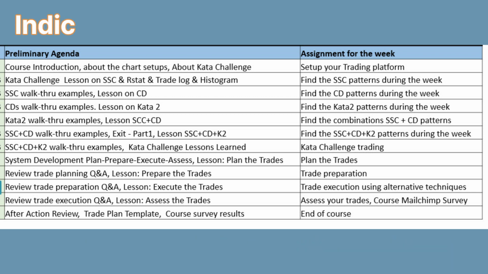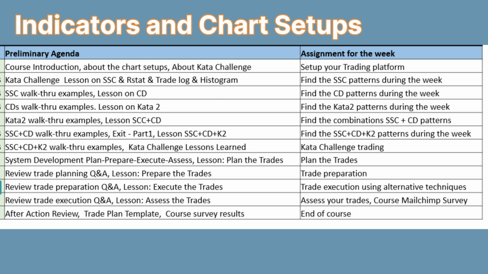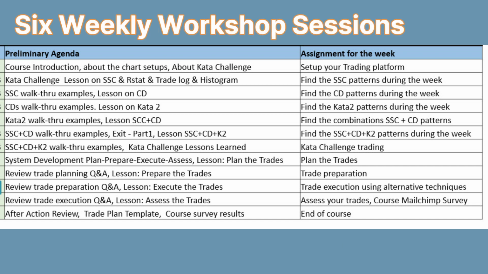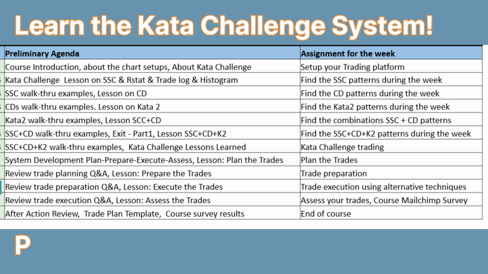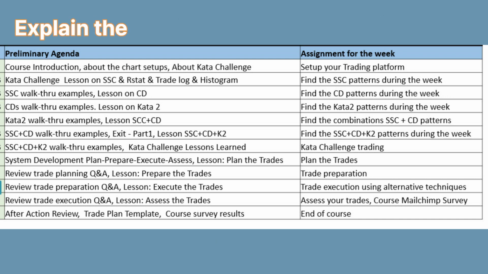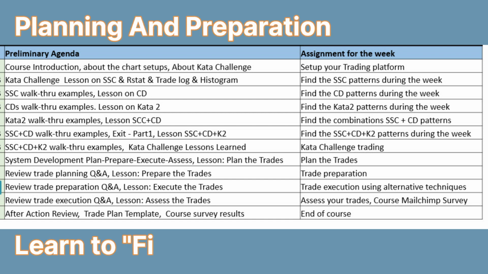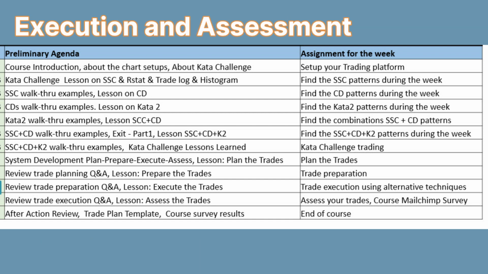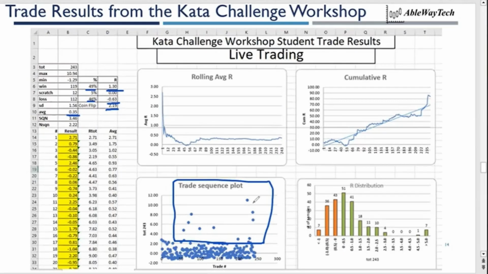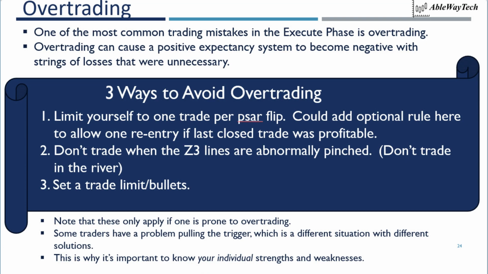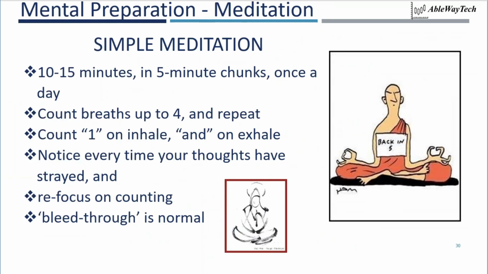We start with learning all the unique indicators and chart setups that we use in the Owl Group. This specific set of indicators and chart setups are unique to Ken Long and his Owl Group, so that alone is an edge. Then we dive into 6 weekly workshop sessions where we learn the Kata Challenge system and practice on real markets. Next, we explain the details and finer points for each phase of trading, from planning and preparation, where we learn to find the movers, to the execution and assessment phase, where we show you how to use data analysis and statistics to continuously improve. Covered throughout all these sections is the psychology of trading and how it applies in all these different phases, because we know this is one of the most important things to get right if you want to trade well.